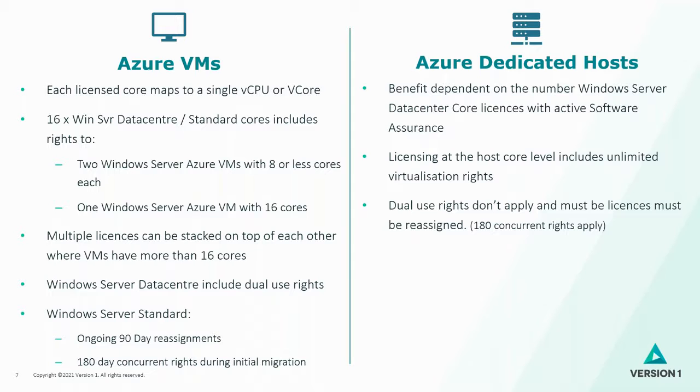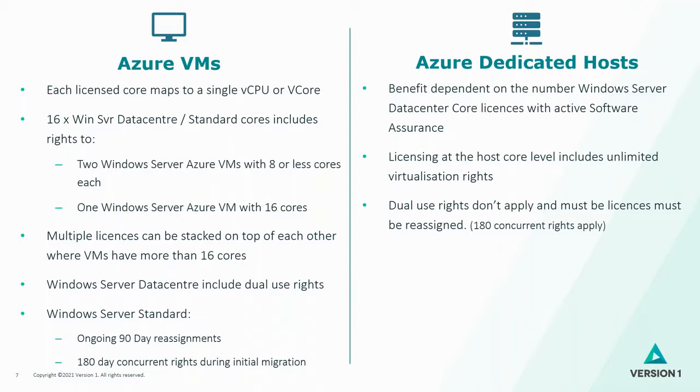There are ongoing 90-day reassignment rights. So volume licensing terms dictate that you have 90 days to reassign licenses. So you could move them back after a 90-day period, for whatever reason. But I would assume that most organizations, if moving them to the cloud, that change is going to be permanent. So I think the only real lack of flexibility on Windows Server Standard is the lack of dual use rights.